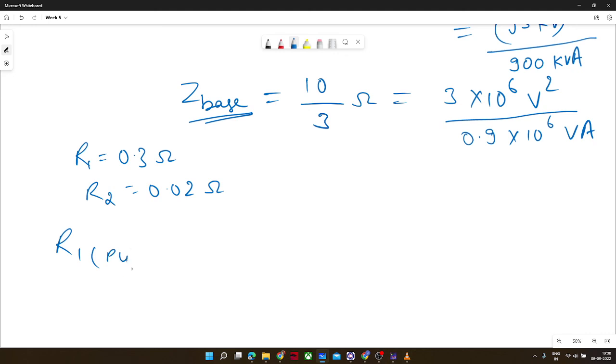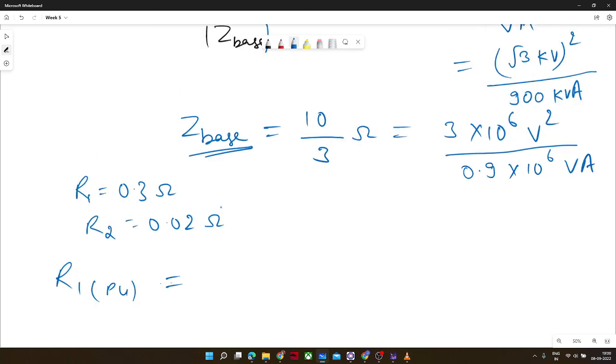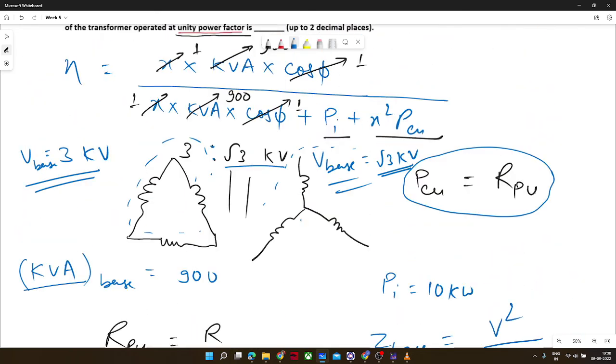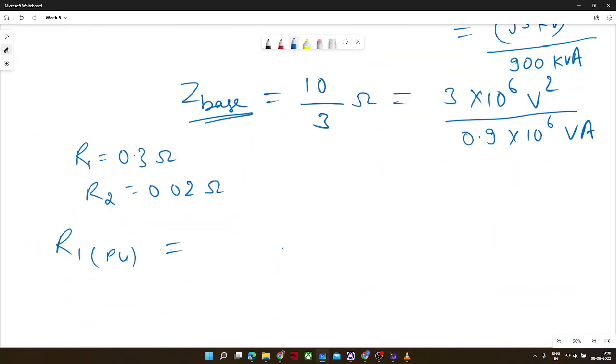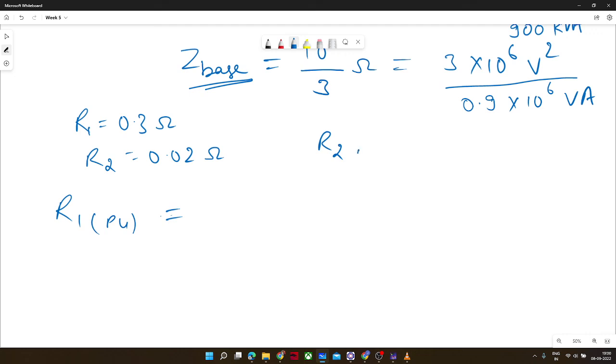So R1 PU will be equal to, so you need to convert either from delta to star or star to delta. Okay, so it is always better if you take any one thing as reference and you stick with that. So let us take, I am taking a star as a reference because that is a very simple one. So I will transfer this resistance to secondary side. So R2 would be fixed. So R2 PU would be fixed. I am not transforming that.